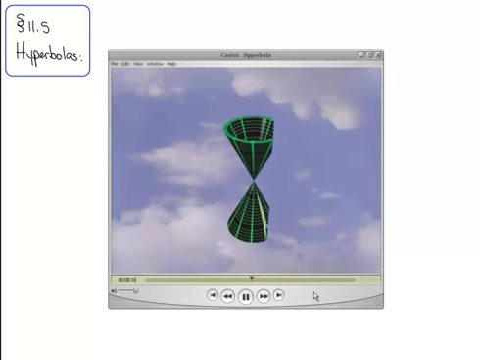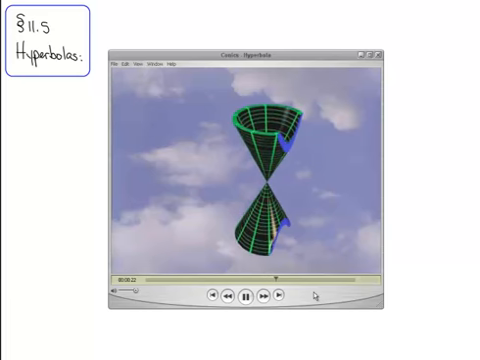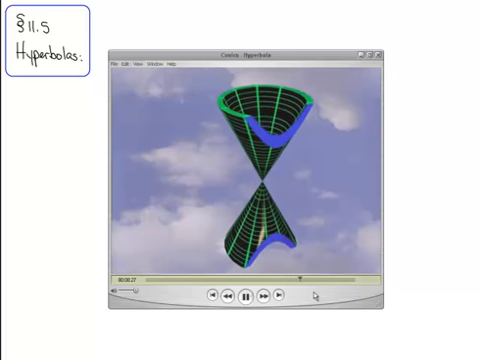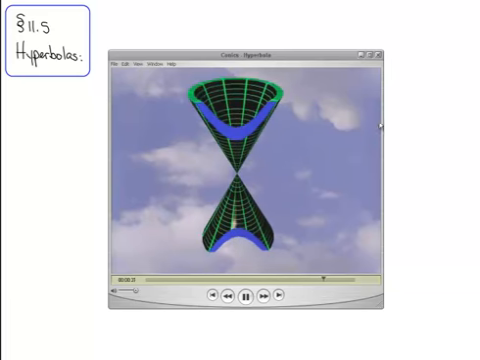We'll take a look in just a moment at first the definition of a hyperbola, and then we'll take a look at how we construct it from the definition. So there's our blue hyperbola with the two branches opposite each other.